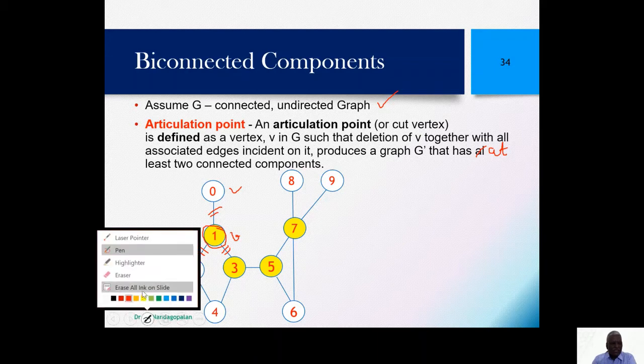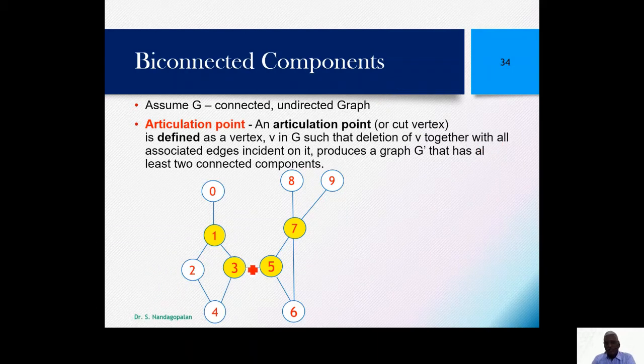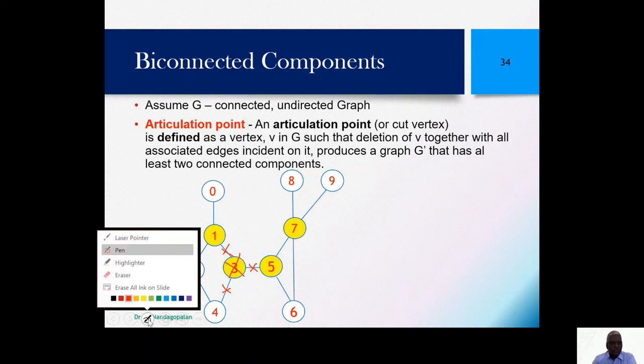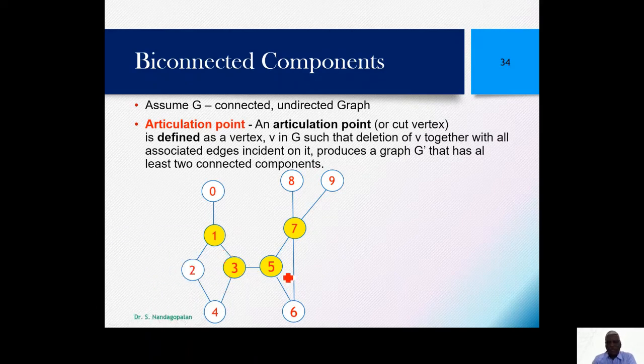OK, now let's take 3. Now if I take 3, I delete this plus this, this and this. So how many connected components do I get? 0, 1, 2, 4. So this is one connected component. 5, 6, 7, 8, 9. So this is another connected component. So I'm getting 2. So this is also a valid articulation point.